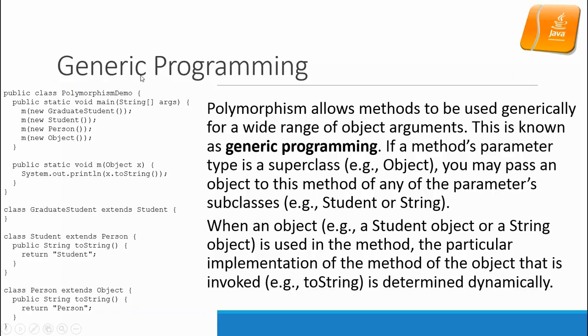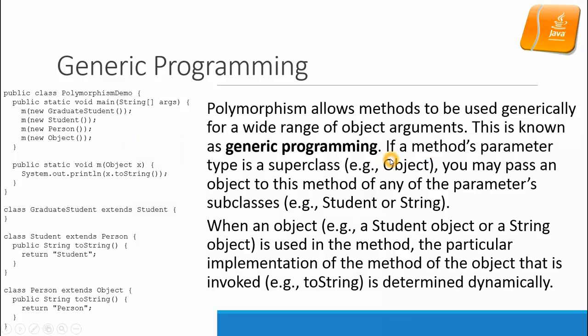Generic programming. Polymorphism allows methods to be used generically for a wide range of object arguments. This is known as generic programming. The reason we call it generic programming is that these four objects all have a toString method. So we actually have a generic name called toString that applies to every class in the same class hierarchy. For different objects, we all have toString. We all have an equals method. You can create different kinds of methods using the same name, like clone, like copy, or any method you want to have.